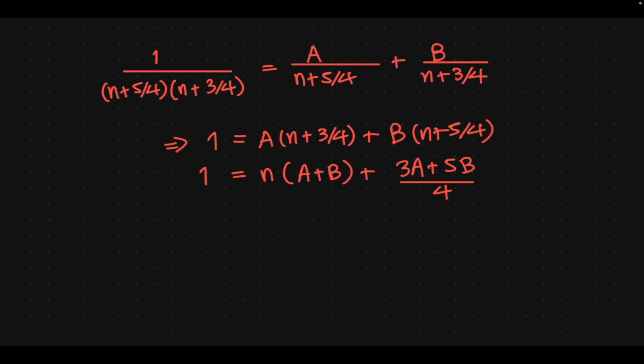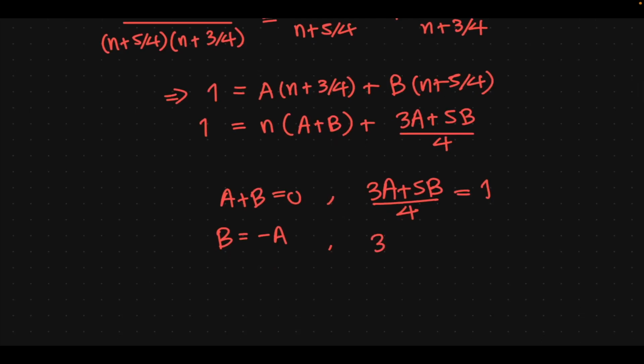So the term which has the coefficient of n on the right side should be 0. So a plus b is 0. Meanwhile, the constant should be 1. So 3a plus 5b over 4 is 1. This gives us b is just minus a.